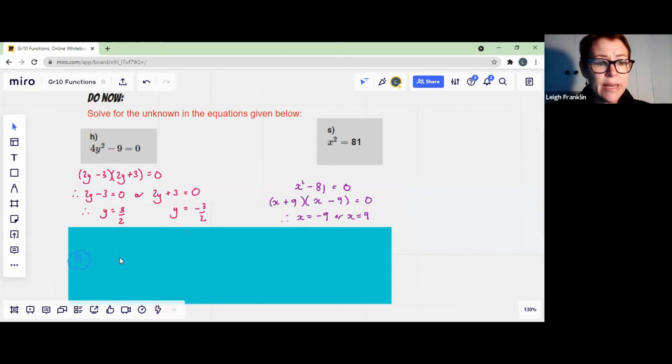Similarly on the other side, if anybody did manage to answer that question, x squared minus 81, we would have taken the 81 over to the other side, made it equal to 0, factorized our difference of two squares, and again ended up with two answers. That's really important for us in grade 10. We're going to be factorizing and solving quadratics, so there's normally going to be two answers.